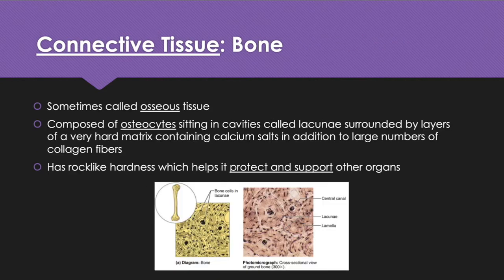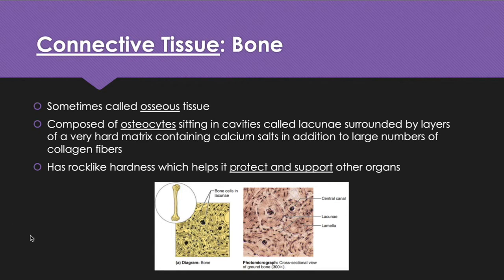Our first type of connective tissue is bone. Sometimes it's referred to as osseous tissue. And the kind of cell that makes up bone tissue is called an osteocyte. So an osteocyte is a bone cell. And they sit in cavities called lacunae that are surrounded by layers of hard matrix. And that matrix is going to have calcium salt in it, as well as a lot of collagen fibers. And there is kind of a rock-like hardness to bone tissue, which makes it really good at protecting and supporting other organs.